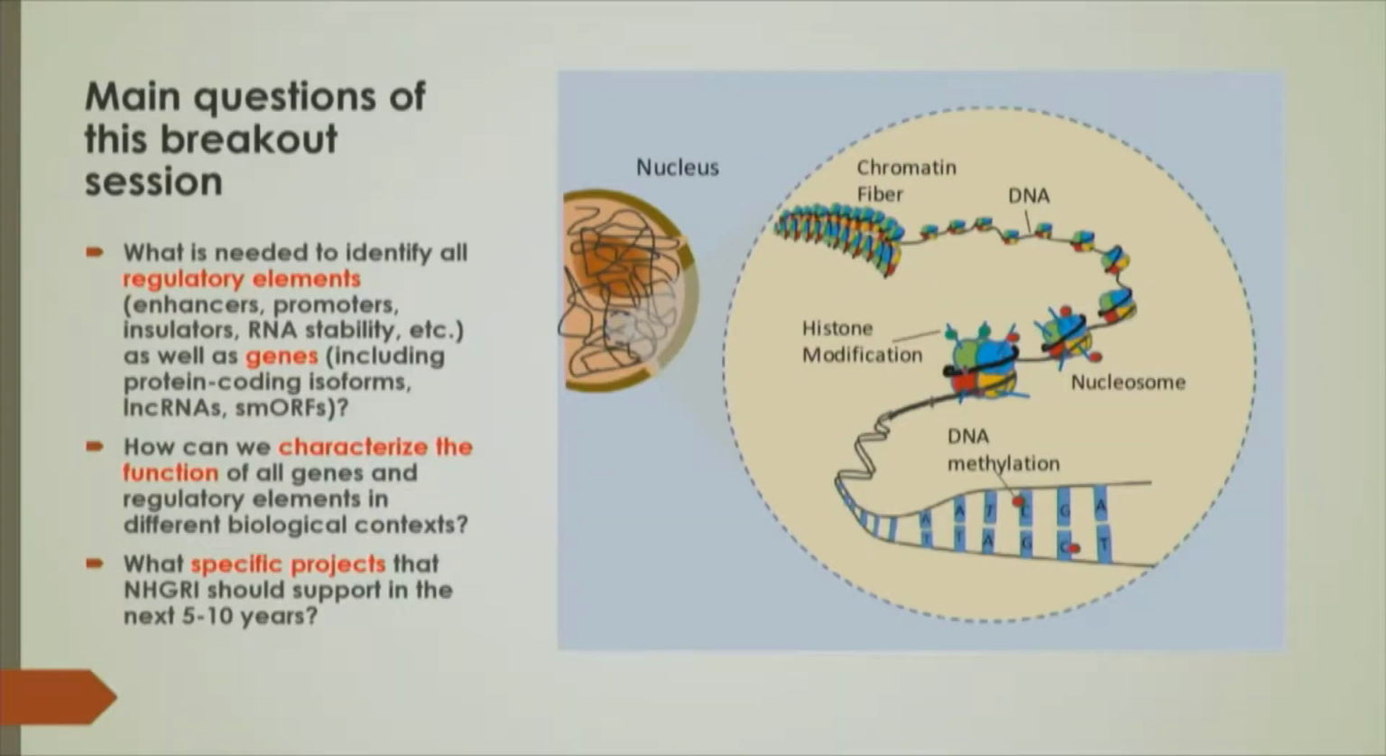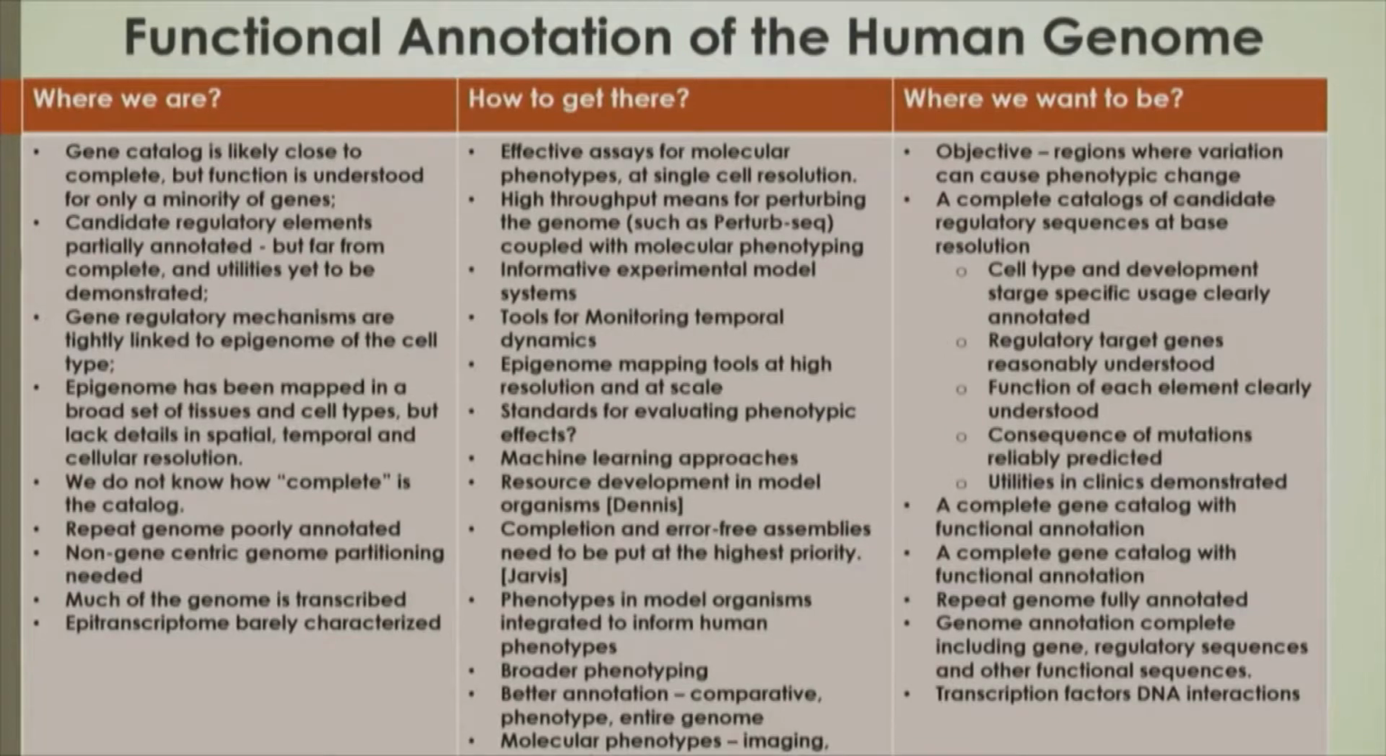And so functional annotation of the human genome, the main questions we had is what's needed to identify all the regulatory elements, as well as all of the genes in the human genome. Second, how can we characterize the function of all these genes and regulatory elements in different biological contexts? And then what specific projects should we suggest that NHGRI try to support? And we had quite a process.